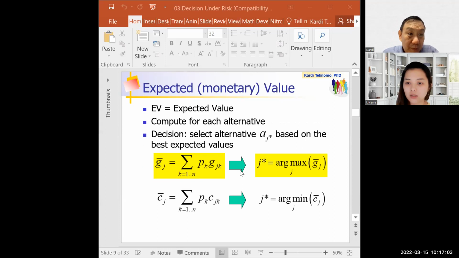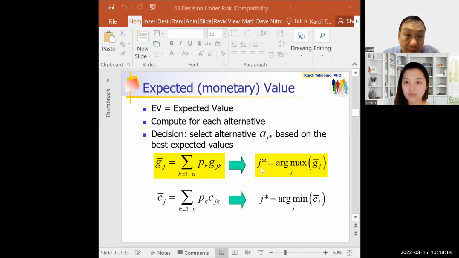Now, here is the formula. If gain, JK is basically the gain payoff. You multiply by the probability, and then you sum for all the K. K here is the state of nature. Remember, JK means J is the alternative, K is the state of nature. The column is the state of nature, so usually row and column, JK is row column. And PK is the probability of the column, the state of nature. And we get the expected value, which is the mean.